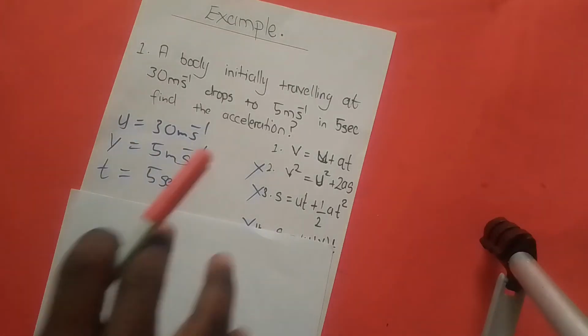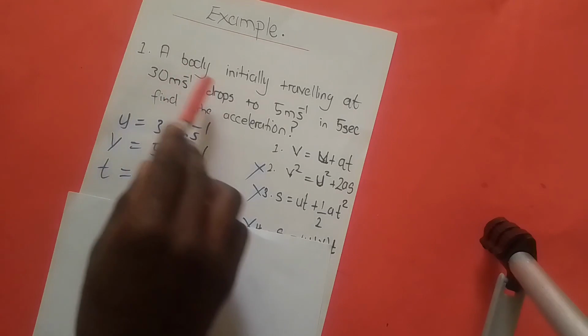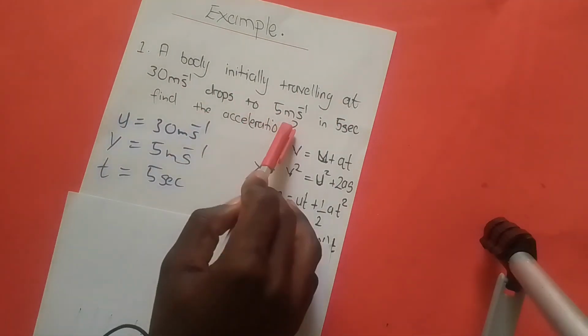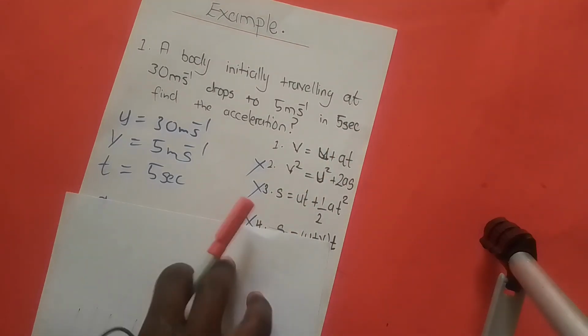This is how you know the right equation of motion to use. First, you read out the question. A body is initially traveling at 30 meters per second and drops to 5 meters per second in 5 seconds, right? So you start writing down the variables you have from the question.